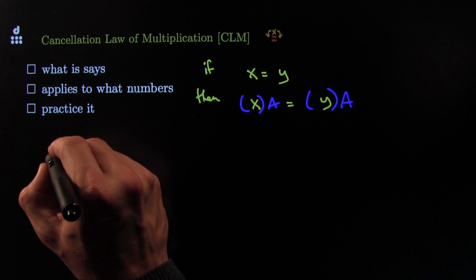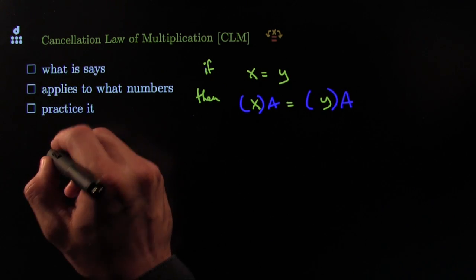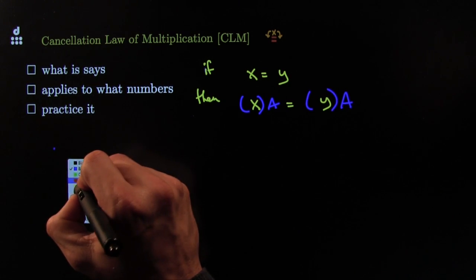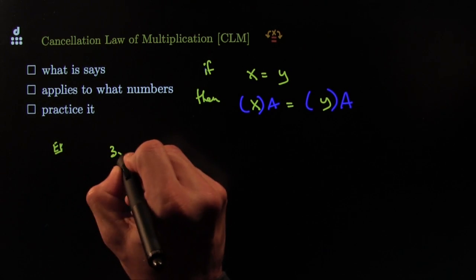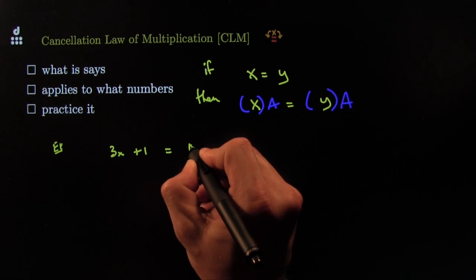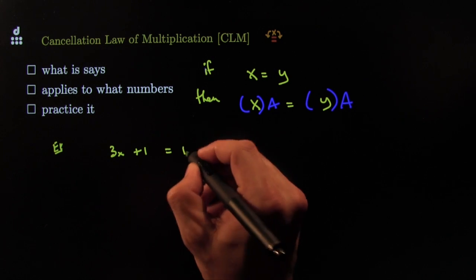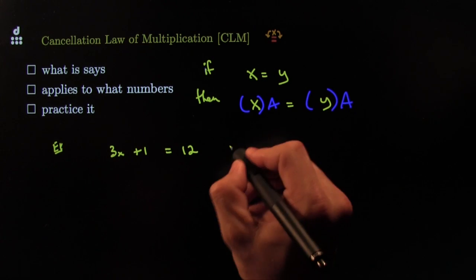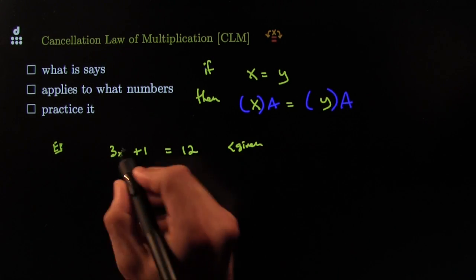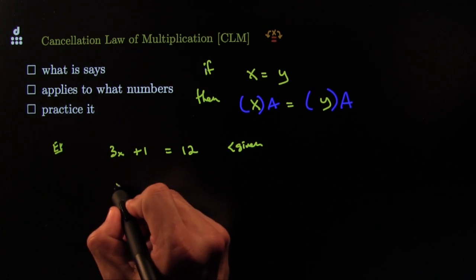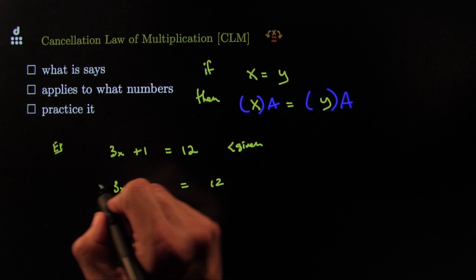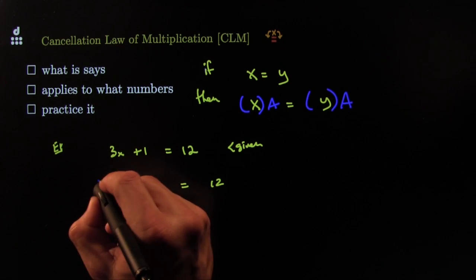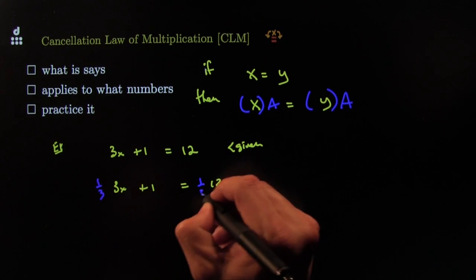Alright, so for example, suppose I have, let's switch back to yellow. So suppose, as an example, I have 3x plus 1 is equal to 12. Okay? Suppose this is given. If I wanted to, I could write 3x plus 1 is equal to 12. I could slap a 1/3 on this side, so long as I slap a 1/3 on this side.